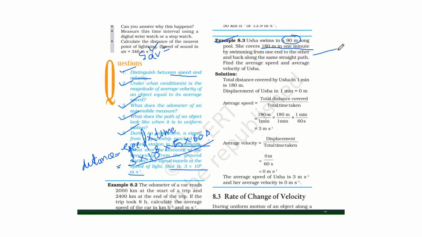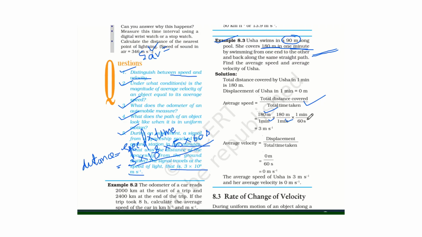So total distance covered is 90 plus 90, 180 meters in 1 minute. Find the average speed. You know that average speed is equal to total distance covered upon the total time taken. Total distance is 180, total time is 1 minute. So convert minute into second. 1 minute equals 60 seconds, you will get 3 meter per second.